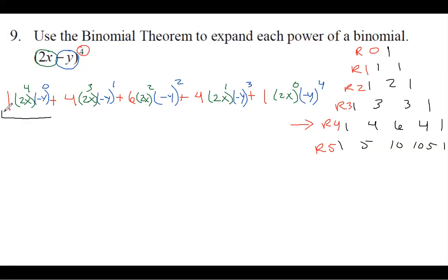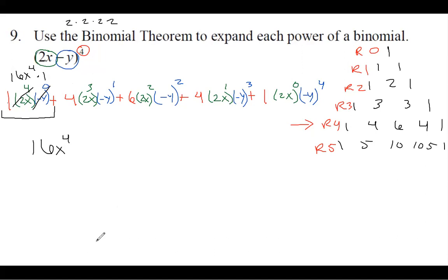We have one term right here. Let's start simplifying that first term. 1, and then we have 2x to the power of 4. So 2x to the power of 4 is now what? 2 times 2 times 2 times 2: 2 times 2 is 4, times 2 is 8, times 2 is 16. So this is 16x to the power of 4. Anything to the power of 0 is what? 1. So we're going to multiply 1 times 16x to the power of 4 times 1. It's going to give us 16x to the power of 4.